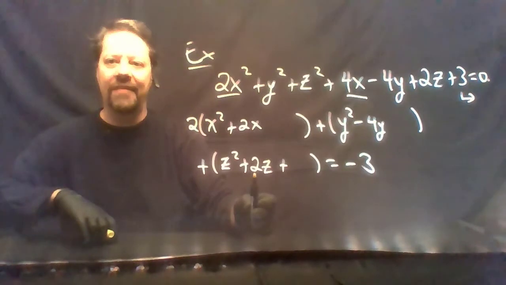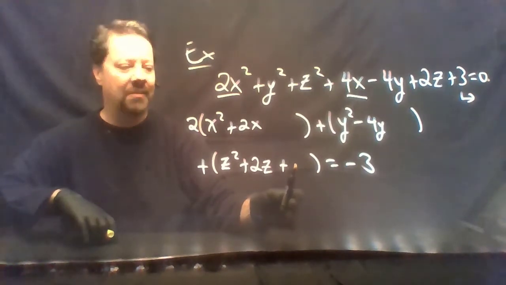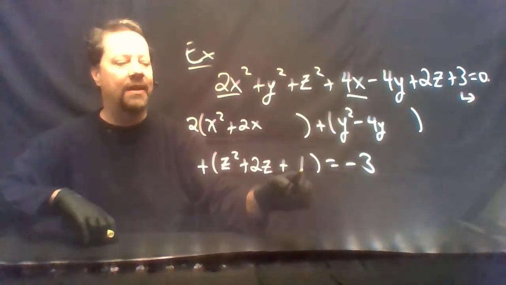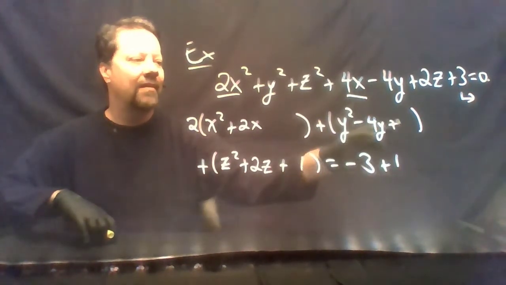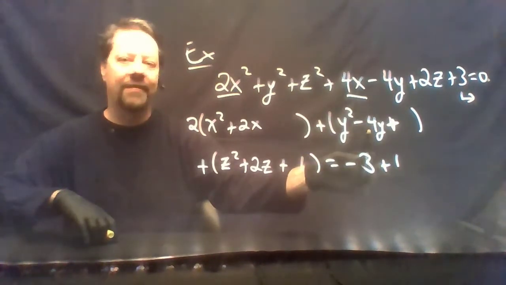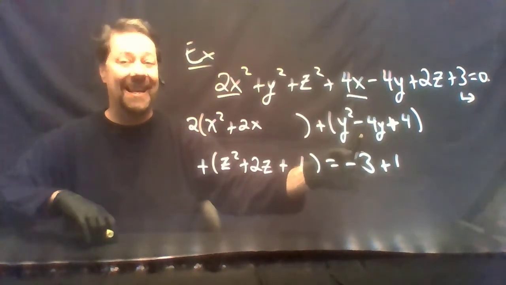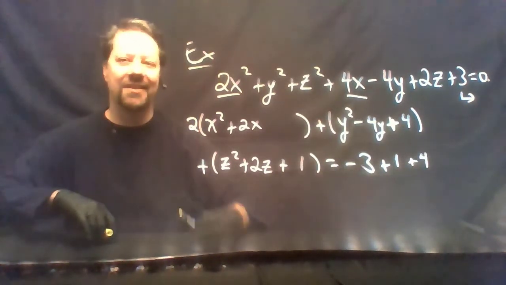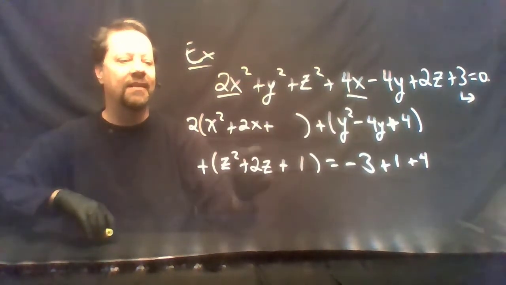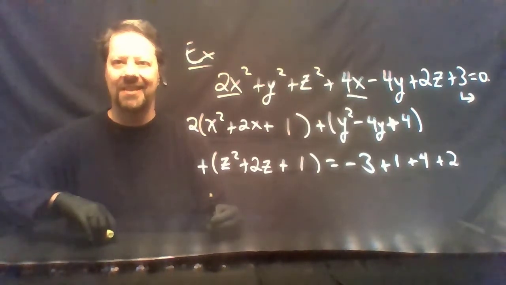When completing the square, you divide the coefficient of the linear term by 2 and square it, and that's what you need to add in these blank spots. So we need to add a 1 here. That adds a 1 to the other side as well. In the second grouping, if we divide the linear term by 2 and square, we need to add a positive 4. Negative 4 divided by 2 is negative 2, squared is positive 4. That adds a 4 to the other side. In the first grouping, 2 divided by 2 is 1, squared is 1, but it's weighted with a factor of 2. So we add 2 to the other side.